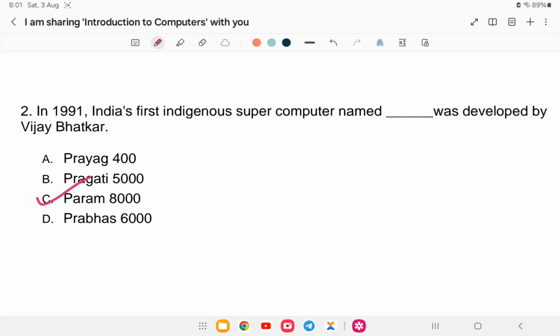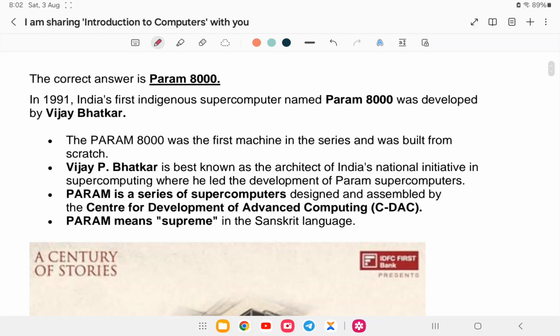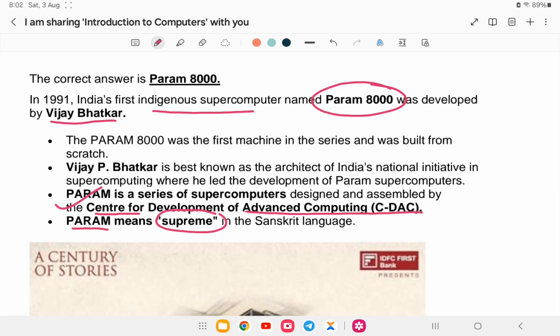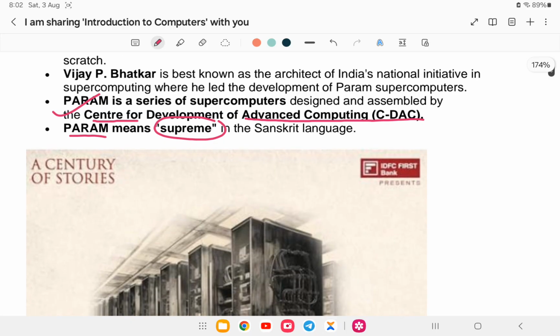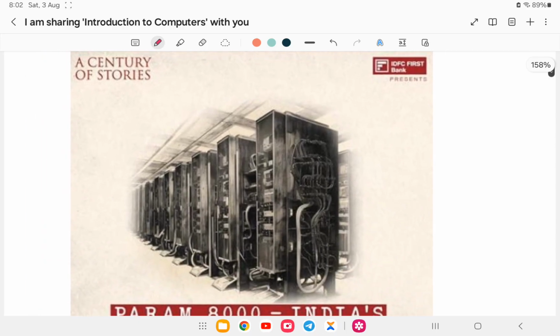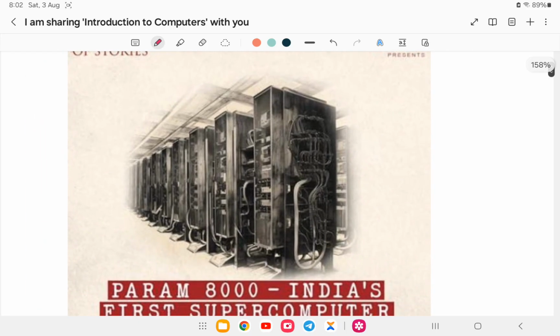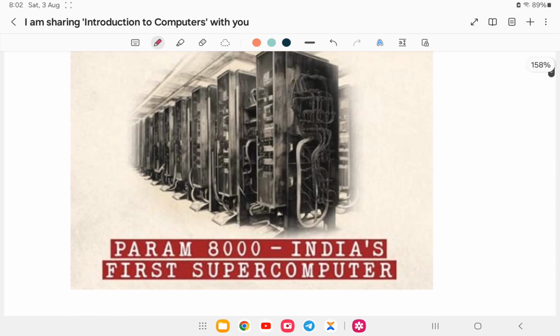So let's take a look at some of the features of Param 8000. In 1991, India's first indigenous supercomputer Param 8000 was developed by Vijay Bhatkar. Who developed it? That is the Center for Development of Advanced Computing. Param means supreme in the Sanskrit language. As you can see, it housed many buildings, and it is India's first supercomputer, that is Param 8000.